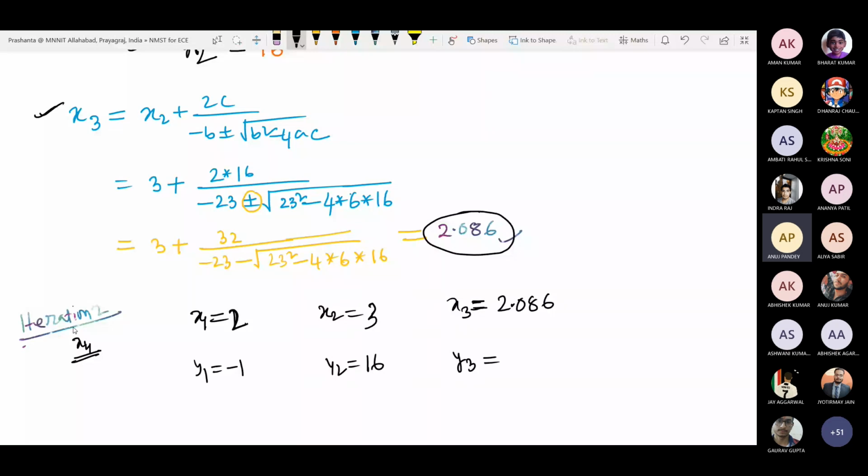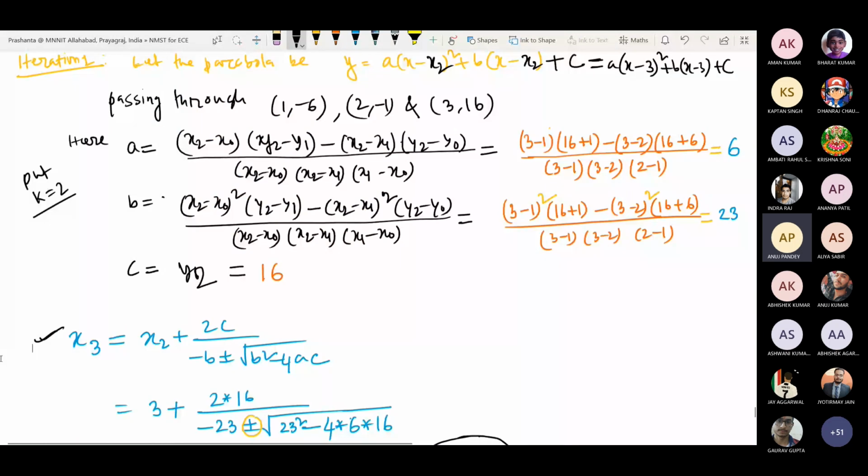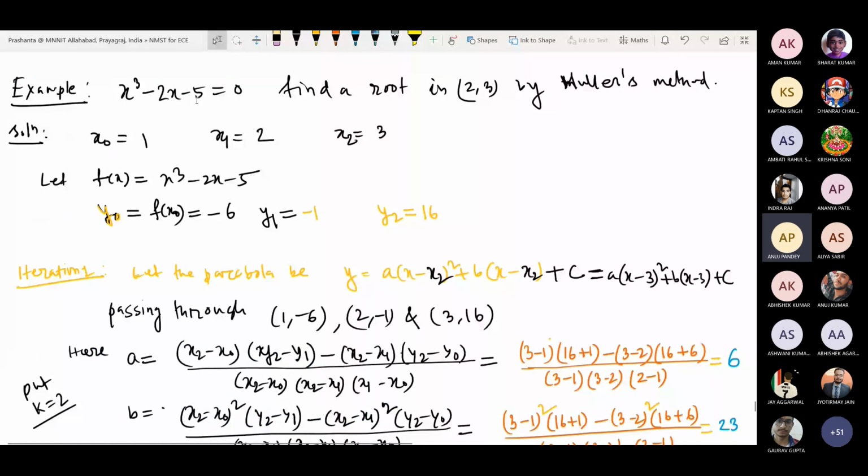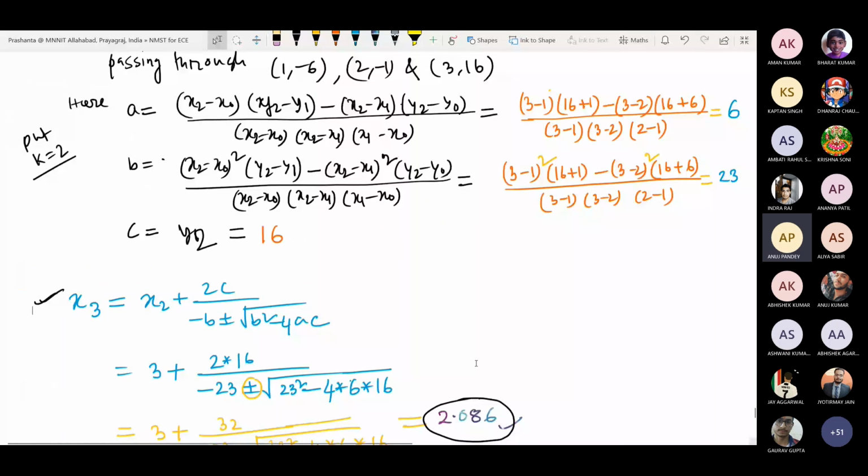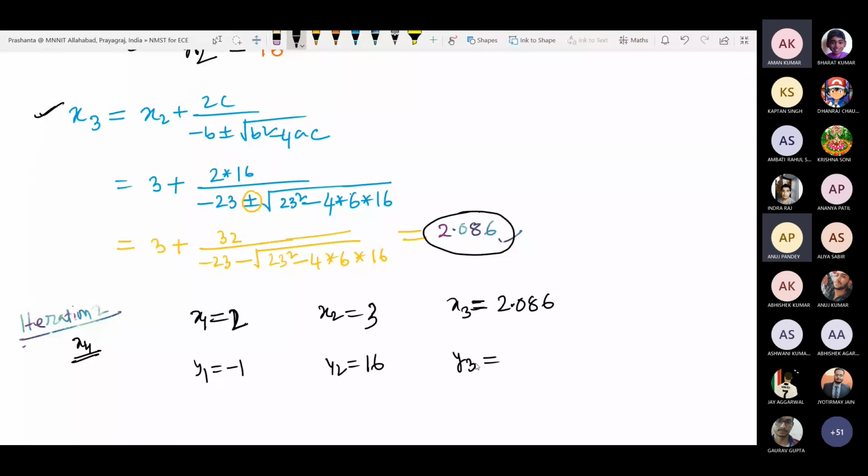What is y3? You know what the function was? The function was x cube minus 2x minus 5. So put x equals 2.086 and tell me what is y3. It is minus 0.0949. Is this the quantity you are getting? Y3 equals minus 0.0949. Okay, fine.